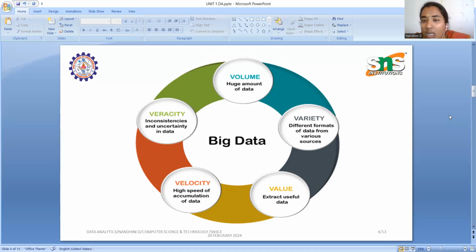For example, we are taking an example of a hospital. There many patients have been admitted for various diseases. Many blood samples have been collected. Many medicines have been given to them. So it is a huge amount of data. They must be securely storing that amount of data.